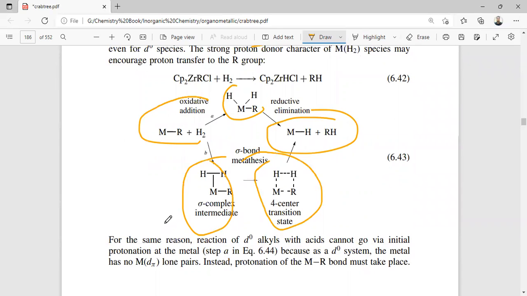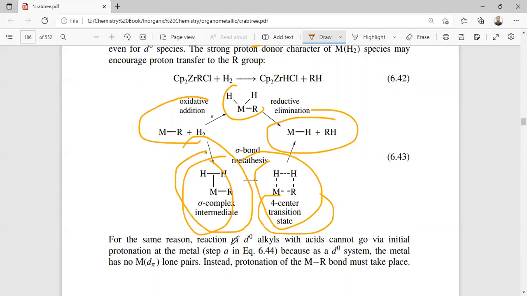So here, the sigma bond metathesis is possible for the d0 metal complex. So here the oxidative addition has not happened. So here this type of metal complex goes via this center transition state.